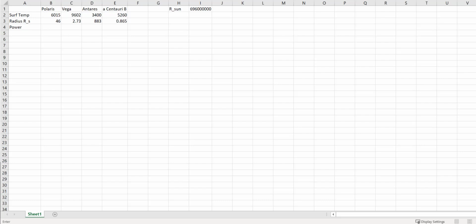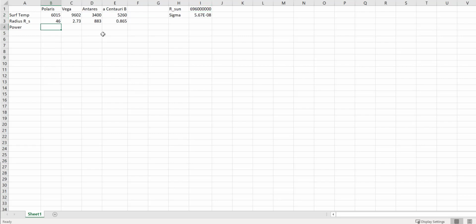Remember the constant sigma is 5.67 times 10 to the negative 8. Okay, so let me also refer to that, this constant sigma equals 5.67 times 10 to the negative 8. I want to refer to this number in here as sigma in my calculations. Okay, so we have sigma, and pi, I think Excel uses the word pi for it.